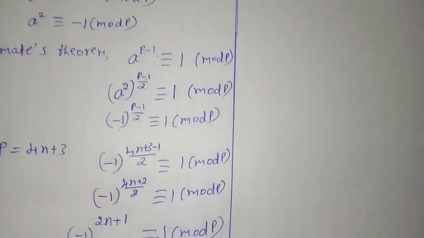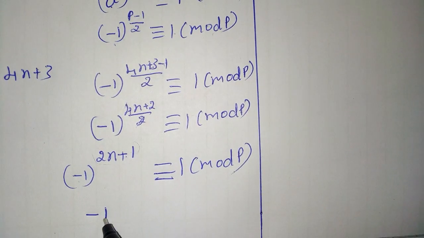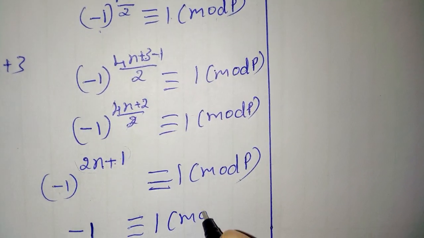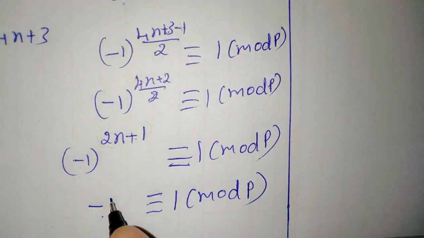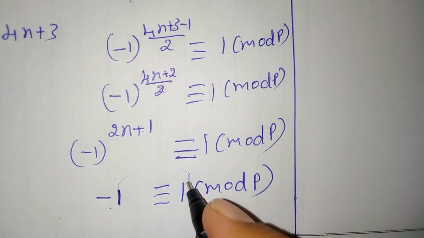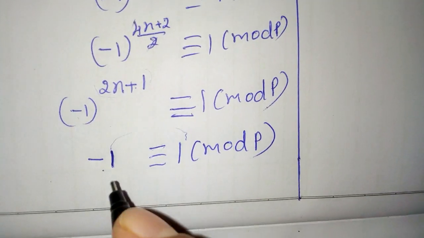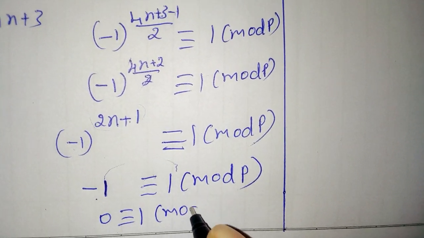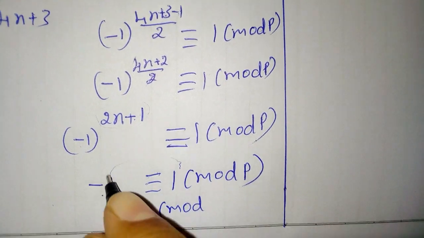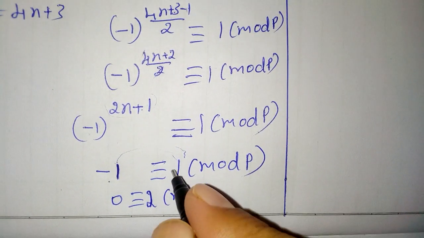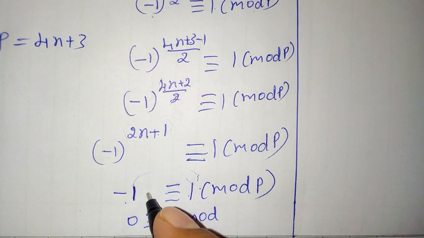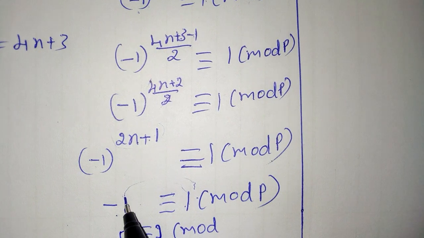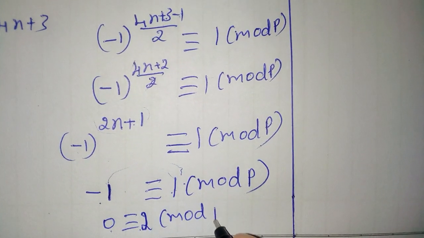So (-1) raised to any odd number is equal to -1, and -1 and 1 are congruent mod p. If we shift this to this side, then we get 0 ≡ 1 mod p. Shifting here, 1 plus 1, it becomes -1 plus 1 is 0. If we add 1 to both sides, this becomes 0 and this becomes 2, mod p.